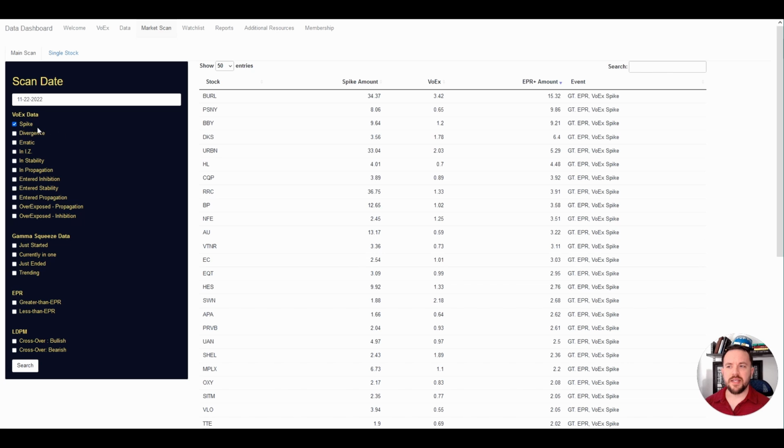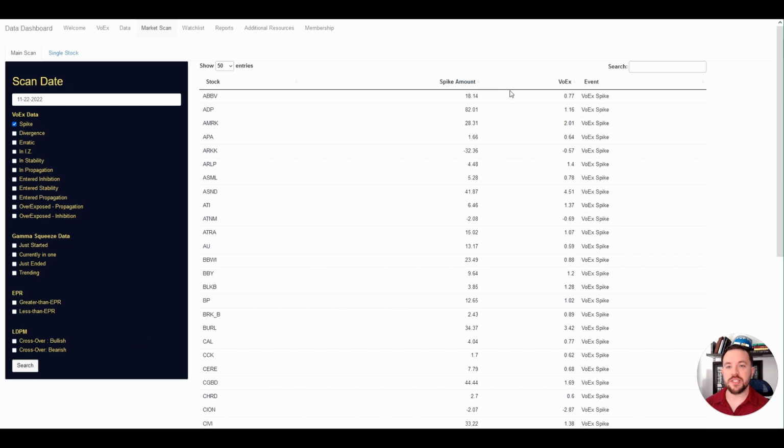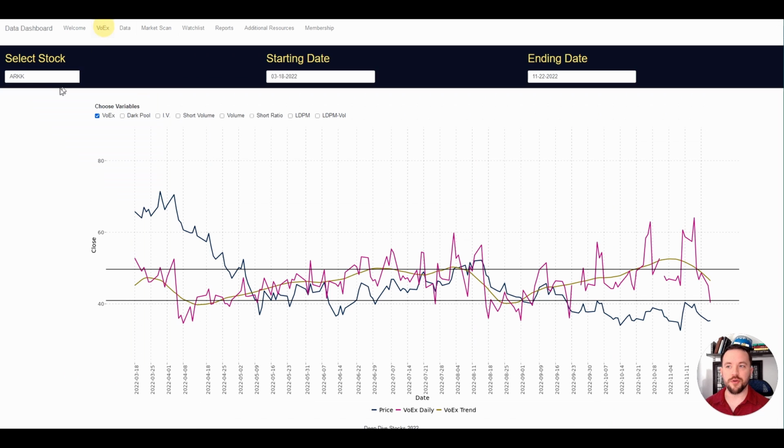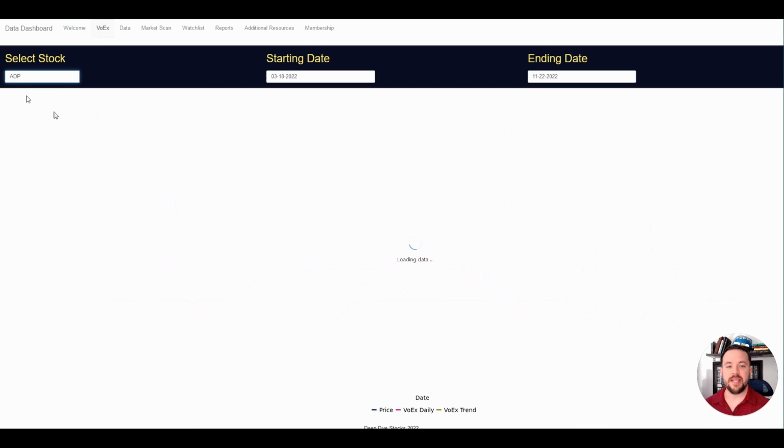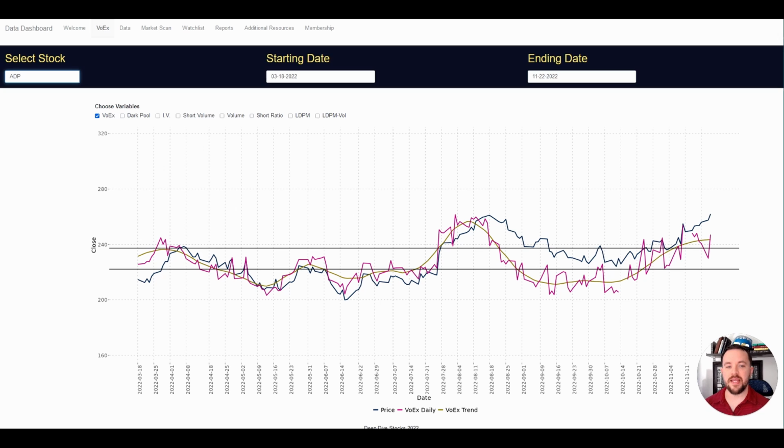Some of the findings on the market scan do have their own unique columns or data that are included in the scan results. Let's go ahead and take a look at those now. We already saw that VoEx spikes will give you the VoEx amount, or how large of a spike occurred. For instance, ADP had a VoEx spike of 80, or it moved 80% from its previous value to its current value.